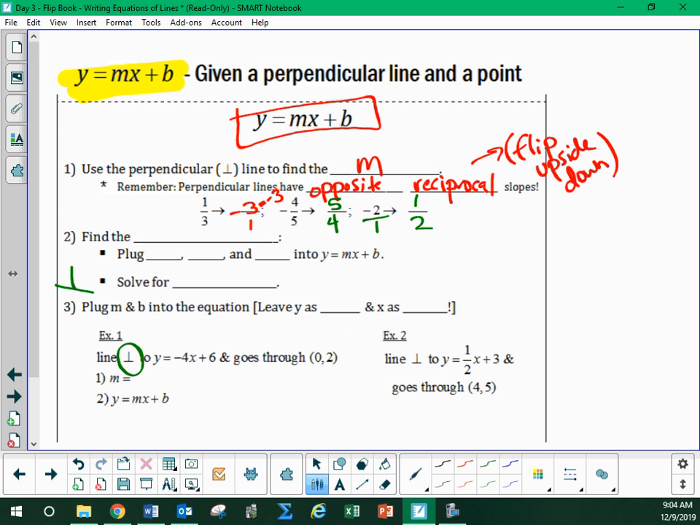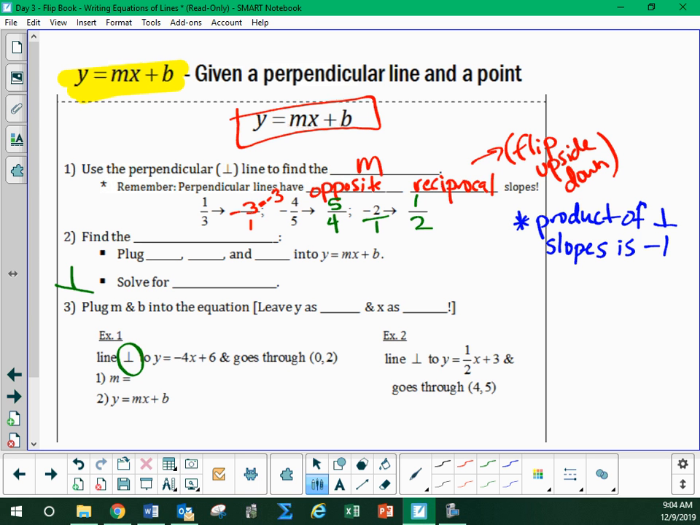And another way to phrase this, you can just put this as a note off to the side, is the product of slopes, we'll say of perpendicular slopes, is -1. What does product mean? What am I doing if I'm doing a product? Multiplying. So you can double check it on your calculator. If you multiply your original slope and your new perpendicular slope, it'll give you -1 every single time.